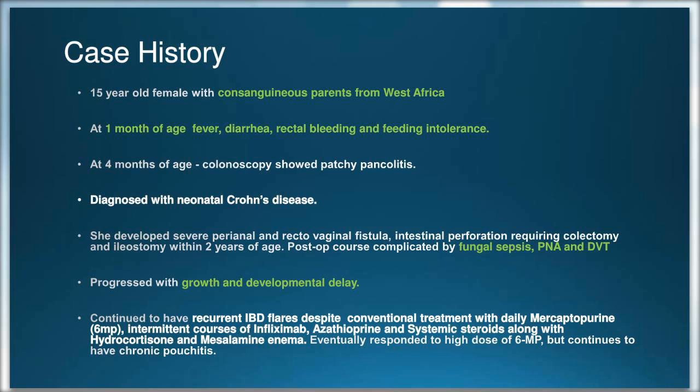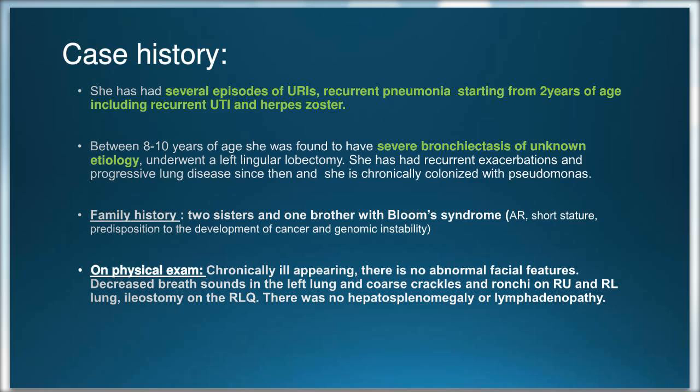She continued to have recurrent IBD flares despite conventional treatment with daily mercaptopurine, intermittent courses of infliximab, azathioprine, and systemic steroids along with hydrocortisone and mesalamine enema. Eventually, she responded to a high dose of 6-MP, but she continues to have chronic pouchitis. She's had several episodes of URI, recurrent pneumonia starting from 2 years of age, including recurrent UTI and herpes zoster. Between 8 to 10 years of age, she was found to have severe bronchiectasis of unknown etiology. She underwent a left lingular lobectomy at 10 years of age. She's had recurrent exacerbations and progressive lung disease since then, and she's chronically colonized with Pseudomonas.